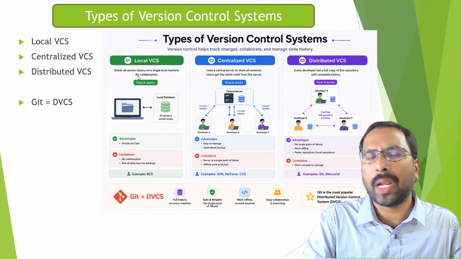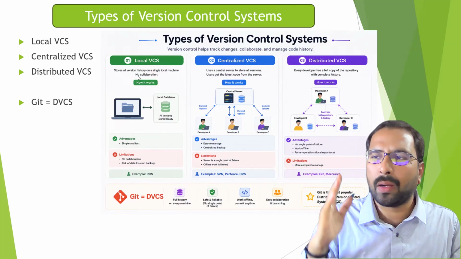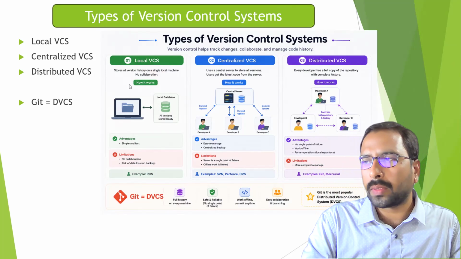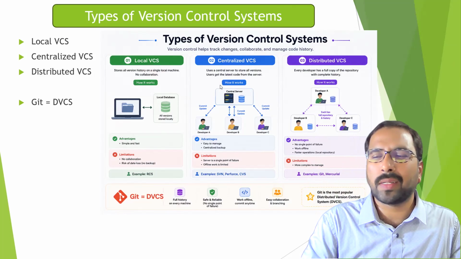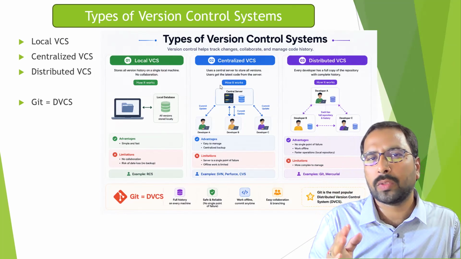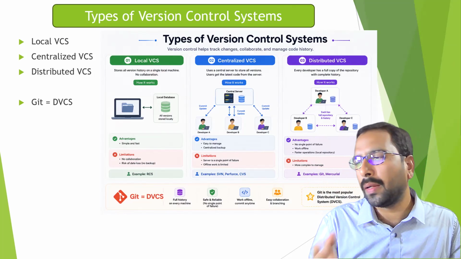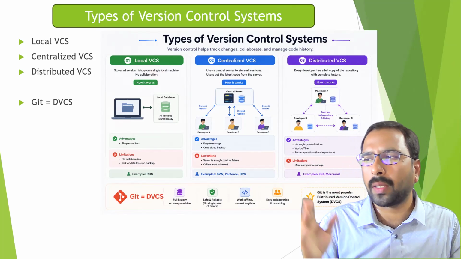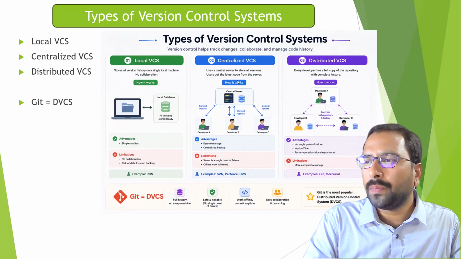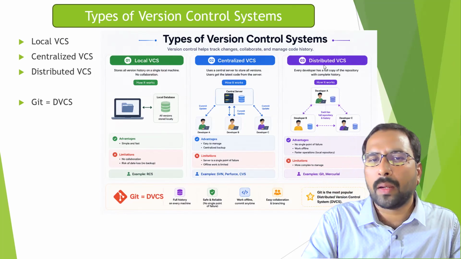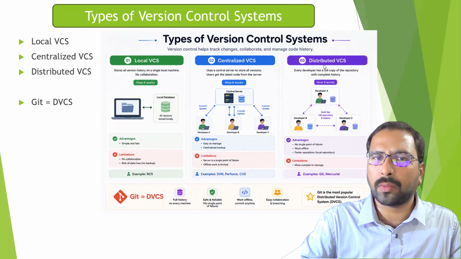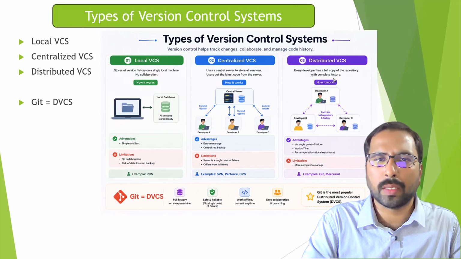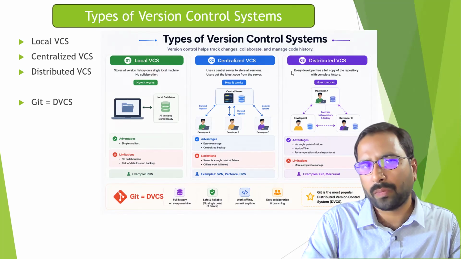In the 1980s and 1990s, they used local VCS, local version control system, and after that they used centralized VCS, like SVN, CVS or Perforce. They used that after that. And recently, and for the next few years also, they are going to use this one only: Git, distributed VCS, distributed version control system.